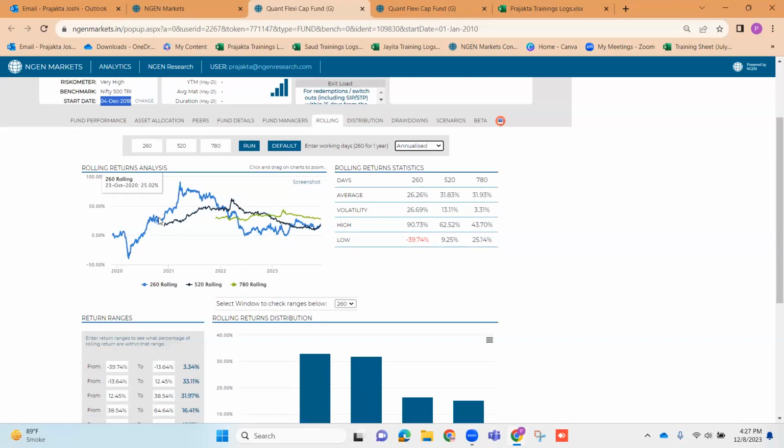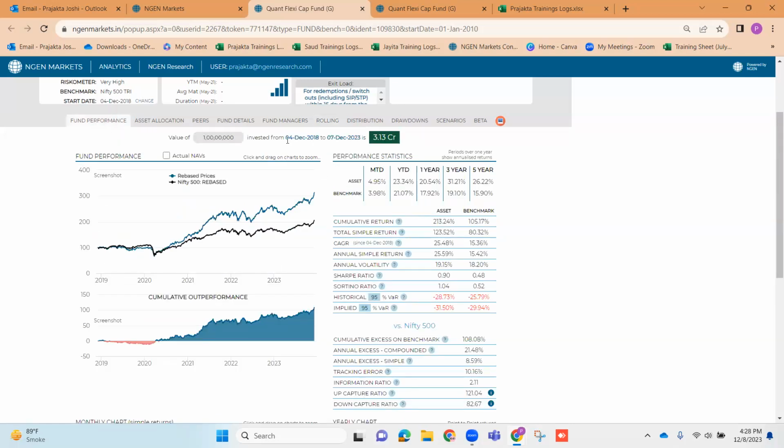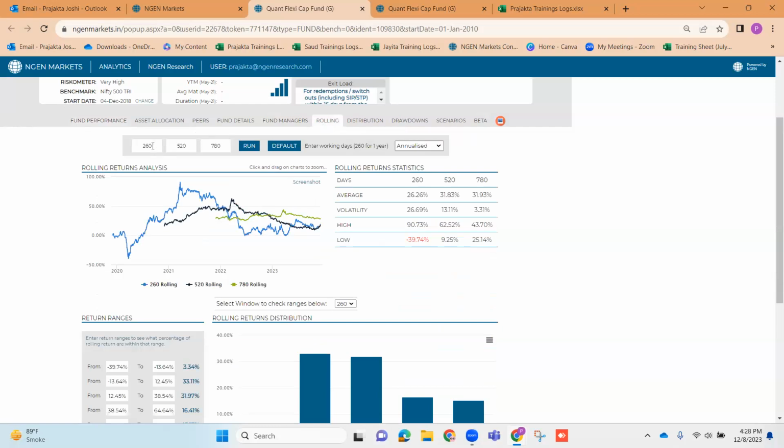So this blue line is a line of the 260-day period, which is 1 year in terms of holding period. So if an investor is invested in this particular fund for any 1 year period in the last 5 years. Why do I say 5 years? Because look at that, the start date is 2018. So from December 2018 to December 2023, if any investor invests in this fund for any 1 year duration, that is, a holding period of 260 days, then what would be his average returns? His average returns would be 26.26%.